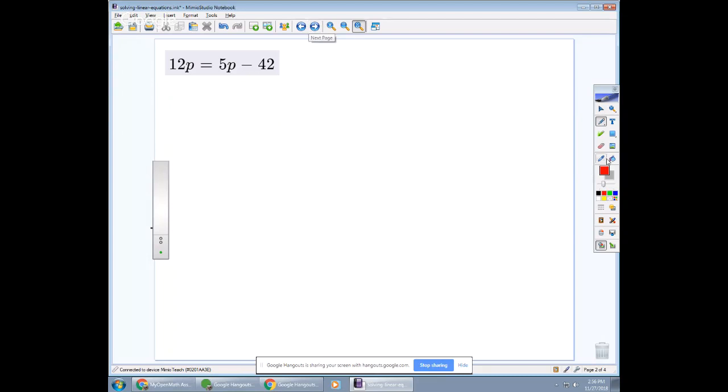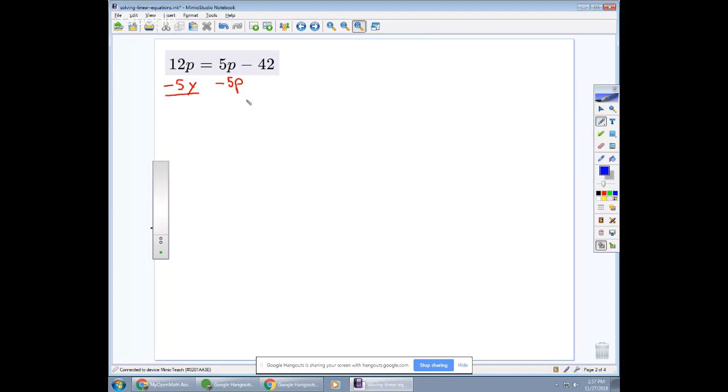This one has a little more in terms of variables. So in order to solve this, I have to get all the variables on one side. So this p right here is connected by a subtraction. So to separate it, I have to use addition or subtraction. Now, since the 5 is positive, I'm going to have to subtract a 5p from this side. There we go. And subtract a 5p on the other side.